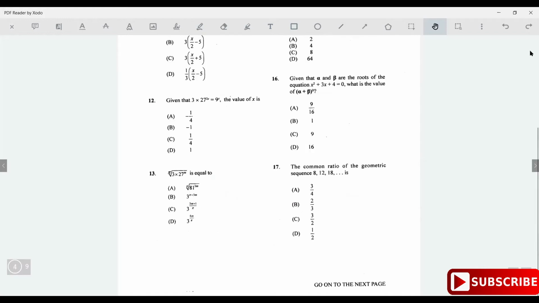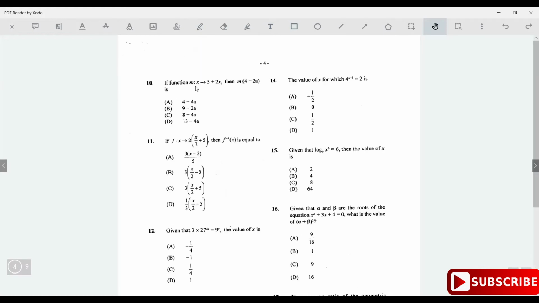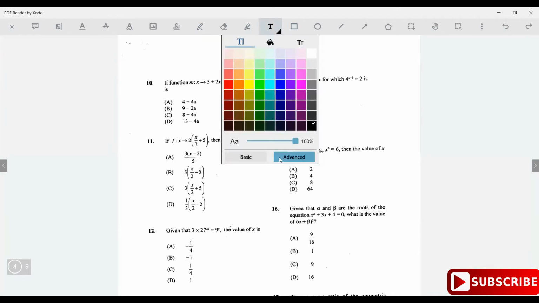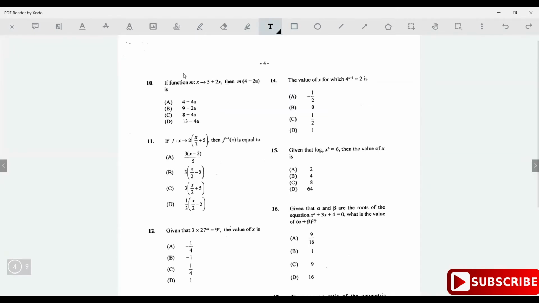Next question, moving along. It says m of x is 5 plus 2x. Then what is m of 4 minus 2a? So m of x is 5 plus 2x. And so what that means is, of course, you're going to plug in x as 4 minus 2a. So what we're going to get is 5 plus, replace x with 4 minus 2a, so 2 times 4 minus 2a.